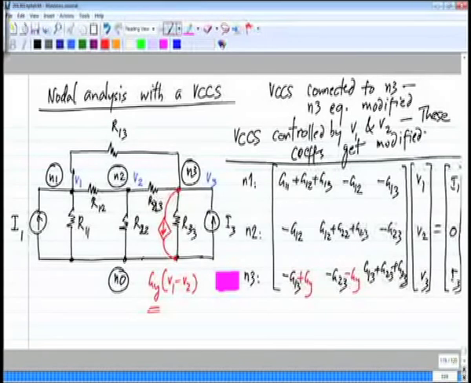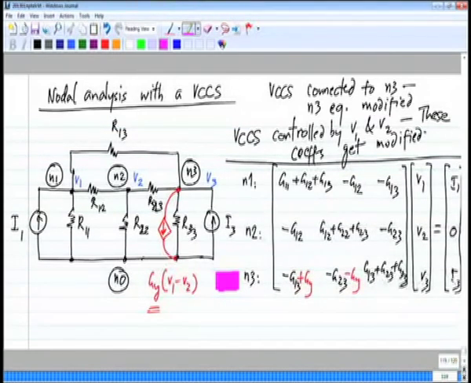So now this is how you can handle voltage controlled current sources. You don't need any extra variables or equations because this voltage controlled current source simply adds currents to one of the nodes or maybe two nodes. Okay, in this case the voltage controlled current source is connected between node N3 and the reference node, but it could be connected, let's say, between node 2 and node 3 also. So wherever it is connected, it will modify those equations. And which of the coefficients will get modified depends on the controlling voltage. In this case, the controlling voltage is V1 minus V2. So the coefficients of V1 and V2 will get modified.